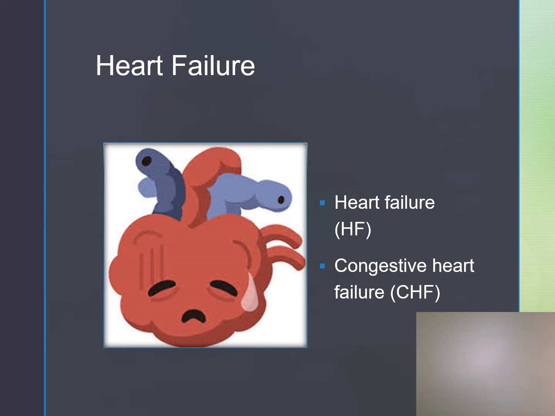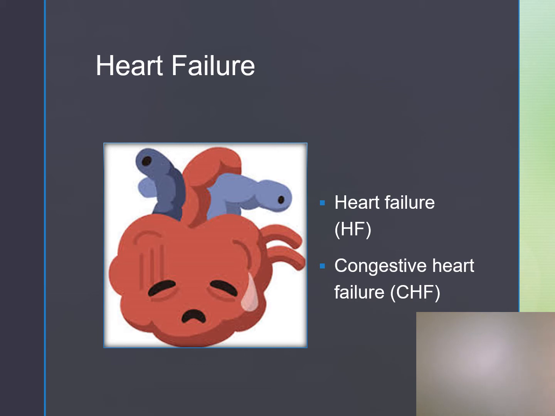With class 3, which is a moderate heart failure, there's a marked limitation of physical activity. These clients may be comfortable at rest, but less than ordinary activity will cause fatigue and heart palpitations. And then class 4, which is a severe heart failure, the client is unable to carry out any physical activity without discomfort or symptoms of cardiac insufficiency, and it occurs at rest. Discomfort will be increased if any physical activity is undertaken.